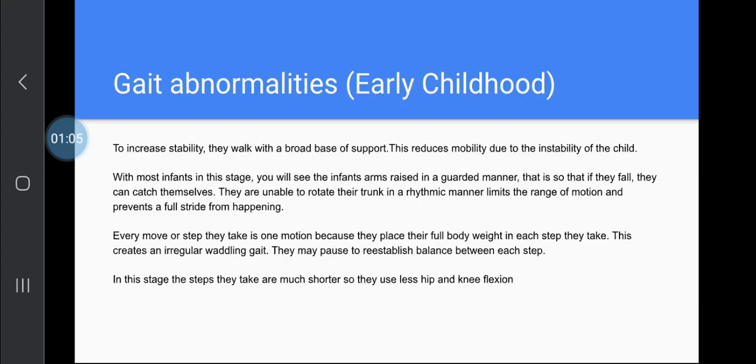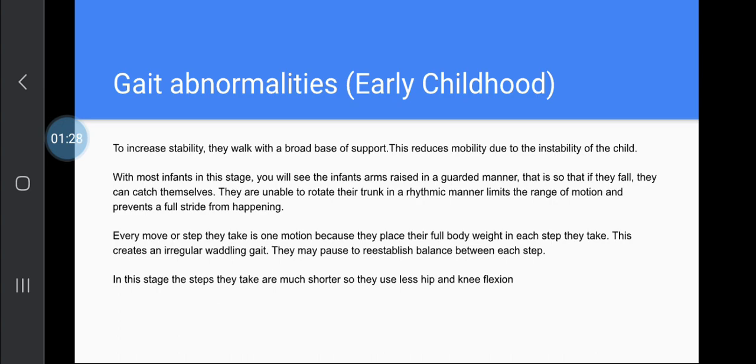Gait abnormalities, early childhood. To increase stability, they walk with a broad base of support. This reduces mobility due to the instability of the child. With most infants in this stage, you will see the infant's arms raised in a guarded manner. That is so that if they fall, they can catch themselves.